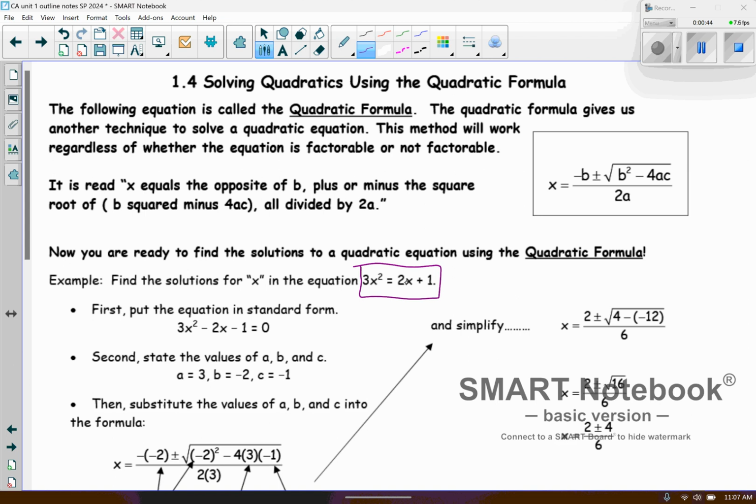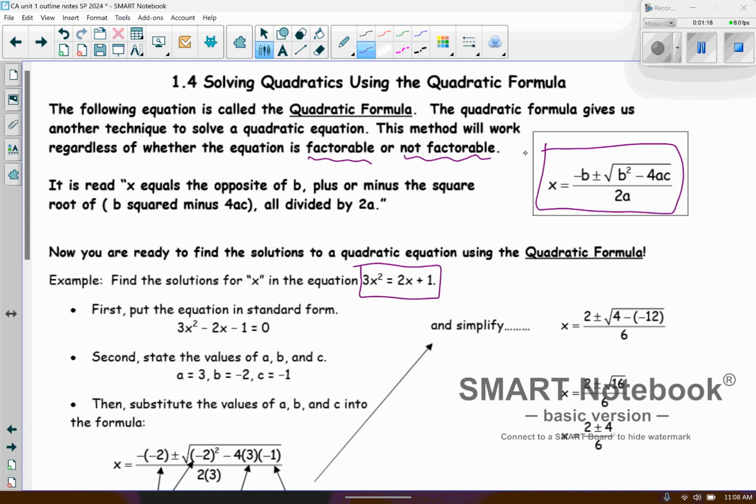So the following equation is called the quadratic formula. That's going to be this piece right here. The quadratic formula gives us another technique to solve a quadratic equation. This method will work regardless of whether the equation is factorable or not factorable. So even if it is factorable, it does work, but we typically save it for the ones that are not factorable. On this first example, it is going to be a factorable question, but I like to show one that works out nice for the first example.